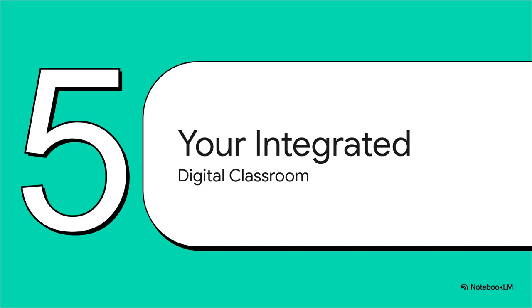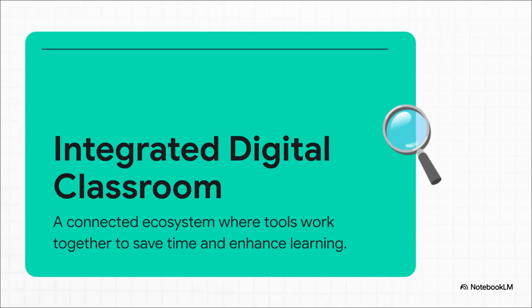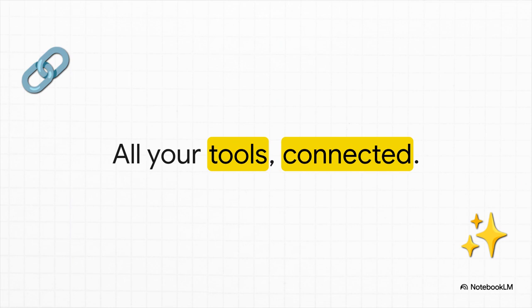So you've got these 3 big ideas: streamlining your work, boosting engagement, and using data. But they aren't just separate skills you learn. Think of them more like puzzle pieces that snap together to create one cohesive, powerful system for your classroom. And what they create is what we call an integrated digital classroom. This isn't just about using a bunch of different apps. It's about having a connected ecosystem where everything works together to make your job easier and make learning better. It really just boils down to this simple but incredibly powerful idea. All your tools, all connected, all working together to help you and your students.